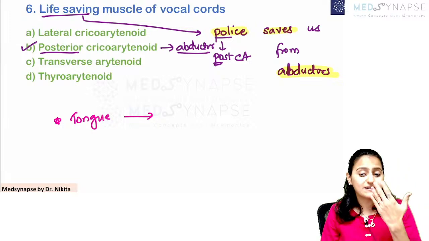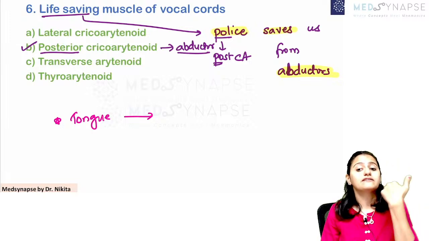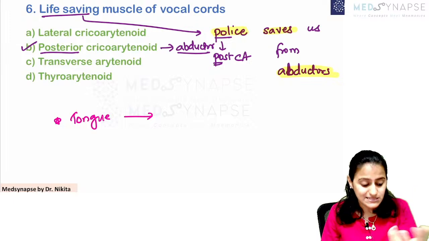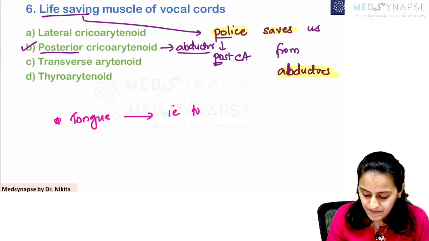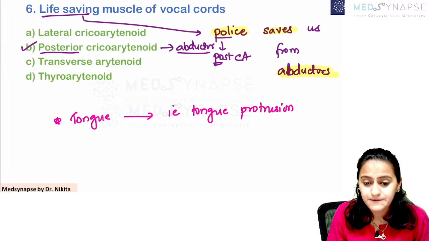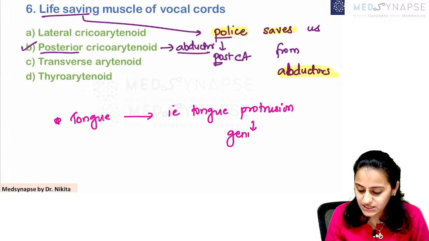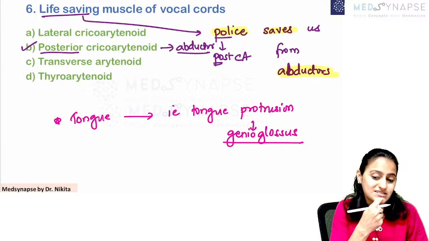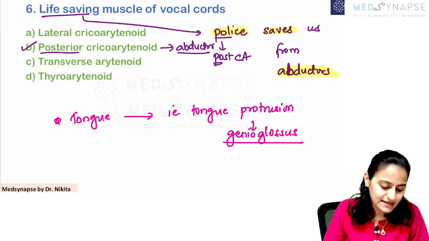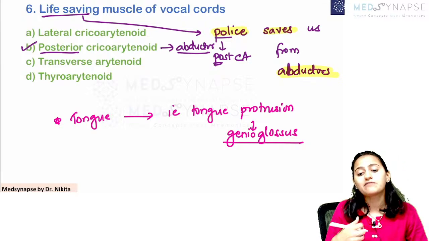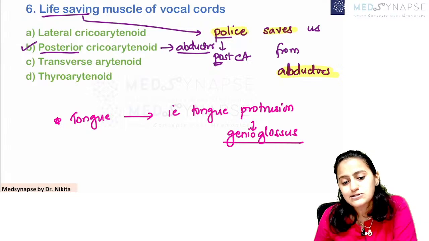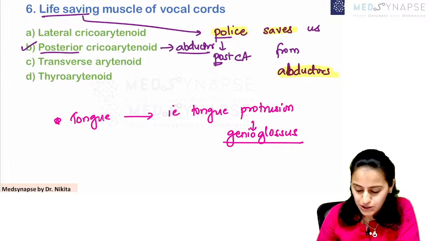Which is the life-saving muscle of the tongue, basically which is preventing the falling back of the tongue? It causes the tongue protrusion. The tongue protrusion one. The tongue is protruded basically by genioglossus. Okay, that is genioglossus. From the genial tubercle of the mandible the tongue is protruded out, preventing the fall back of the tongue. So the life-saving muscle of the tongue is genioglossus.